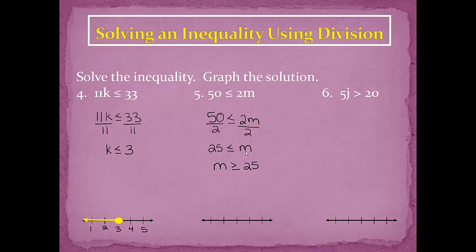Remember that if we reverse the number and our variable, we also have to change the sign, we reverse the sign. So if 25 is less than or equal to m, that means that m is greater than or equal to 25. Now let's go ahead and look at our number line.